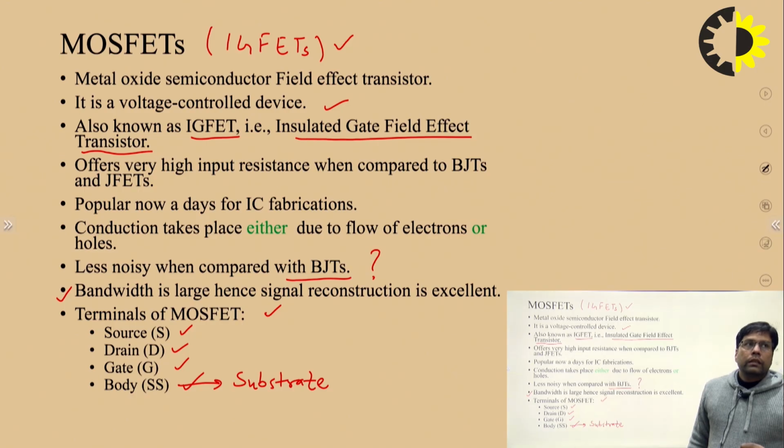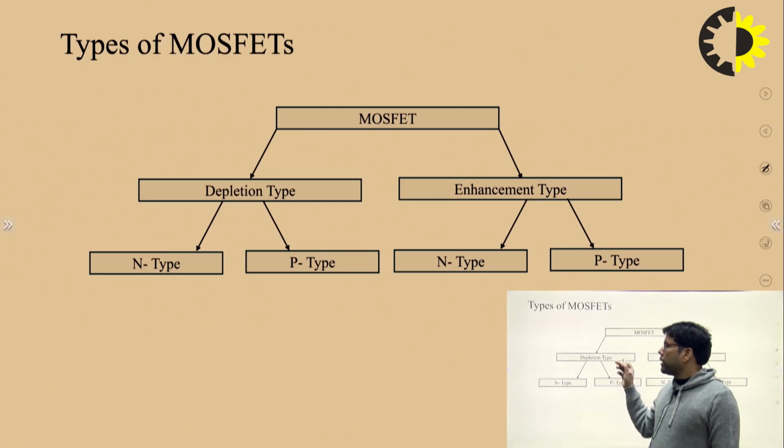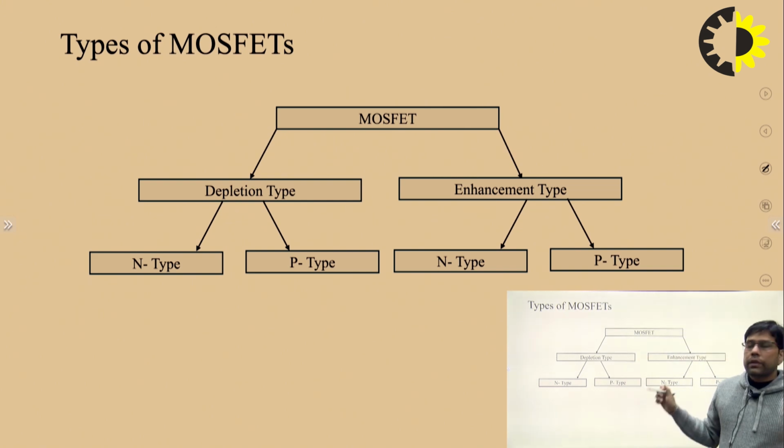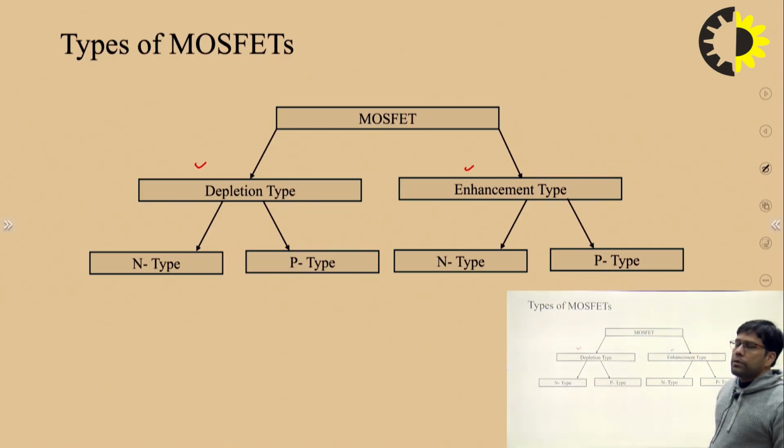Now next I will discuss the types of the MOSFET. You can see the types of the MOSFET. The MOSFET can be categorized in 2 types. The first one is the depletion type, and the second one is the enhancement type. In both types we have N type and P type, depletion type and enhancement type MOSFET.